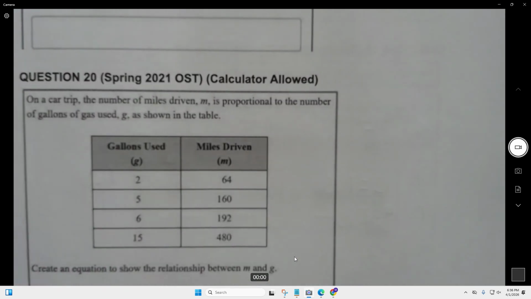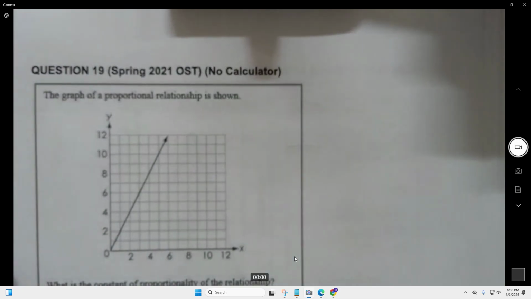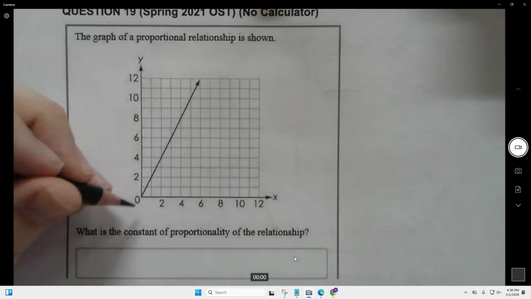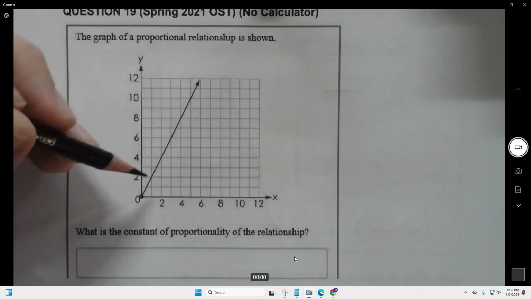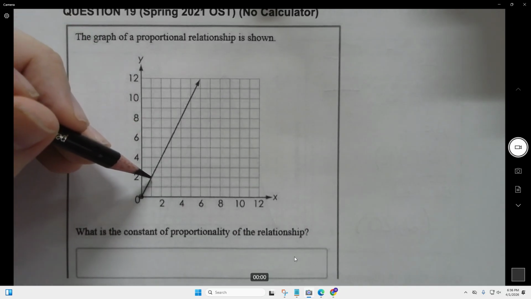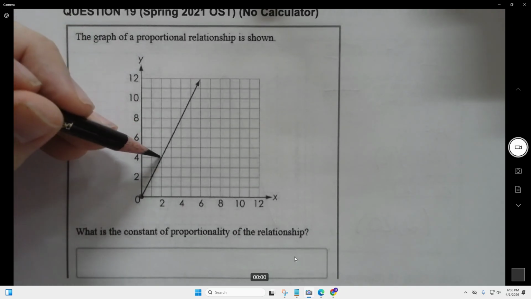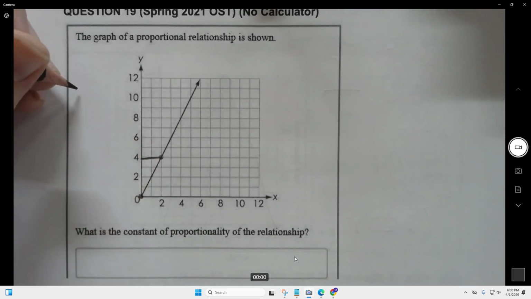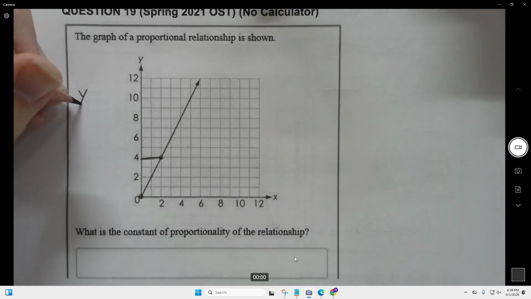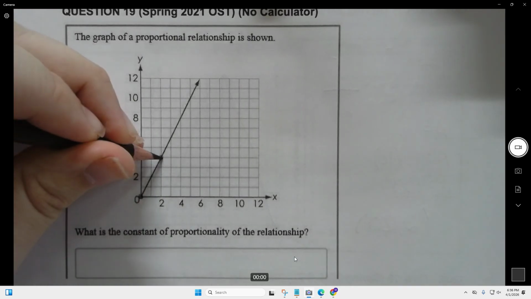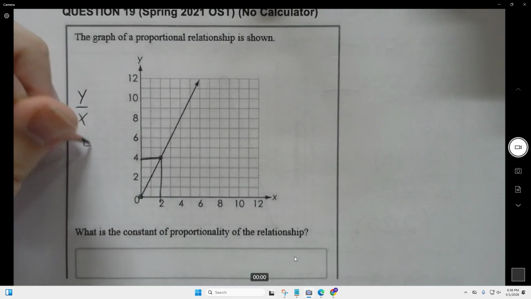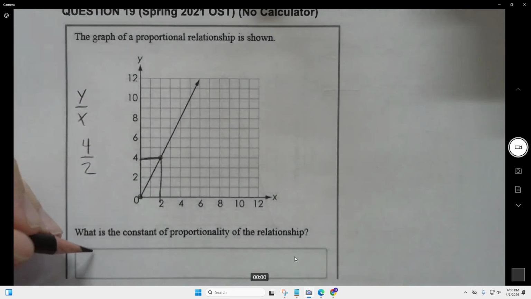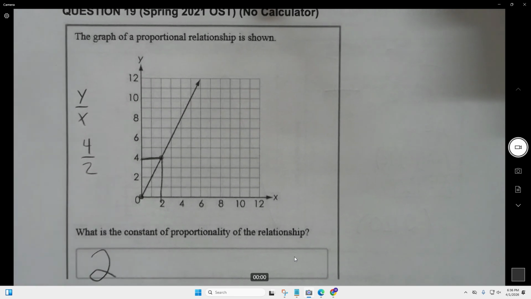Let's go to question 19. The graph of a proportional relationship is shown, no calculator allowed. What is the constant of proportionality? When you calculate the constant of proportionality, you just want to pick one of the points on the graph. Let's go with, I don't know, here. Find the y. Remember, the constant of proportionality is y over x. So 4 over 2. 4 divided by 2 is 2.